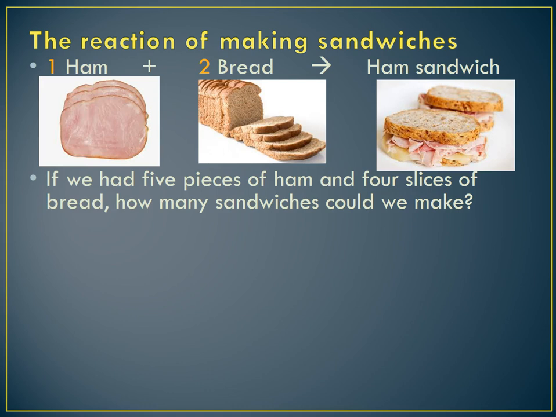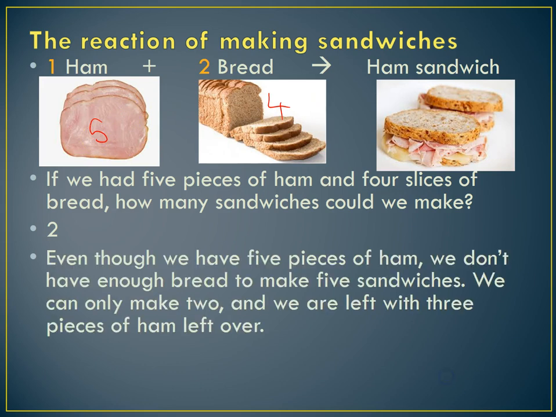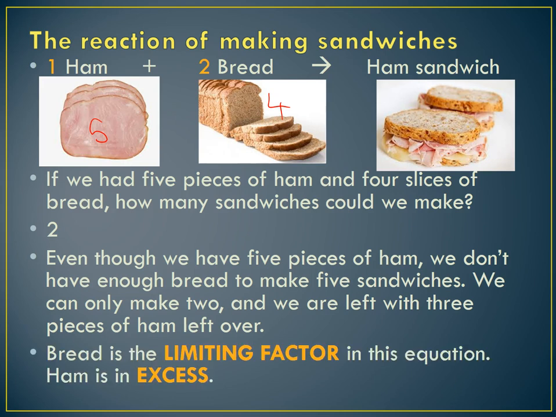So if we had 5 pieces of ham and 4 slices of bread, so we're saying we have 5 ham and 4 bread, how many sandwiches could we make? Well, hopefully you realize that we will run out of bread before we run out of ham. So we're going to be able to make 2 sandwiches from the bread that we have, but we would still have ham left over. So we'd get 2 sandwiches and we would have 3 slices of ham left over.